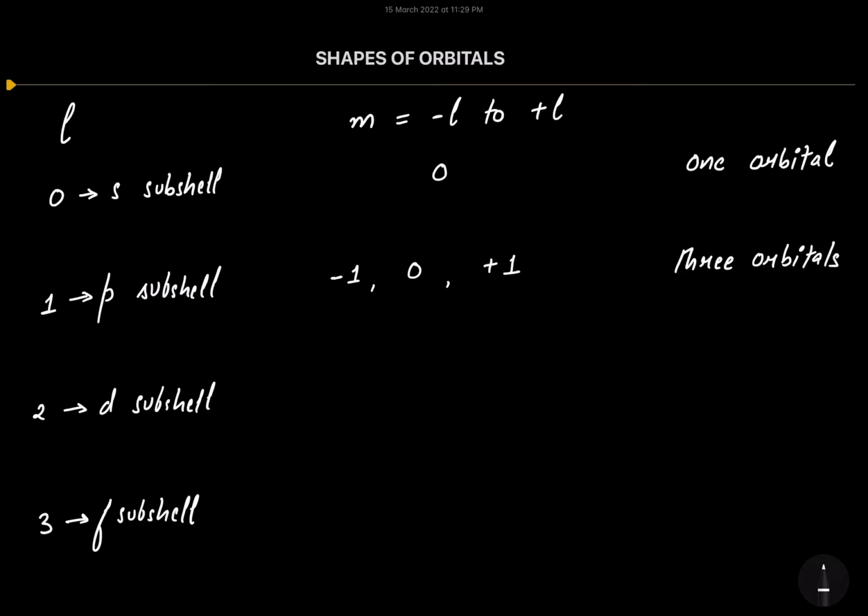Now let's talk about the d subshell. The value of l for the d subshell is 2. So the value of m will range from minus 2, minus 1, 0, plus 1 and plus 2. We got the 5 values of m for the d subshell. That stands for we have 5 orbitals in d subshell.